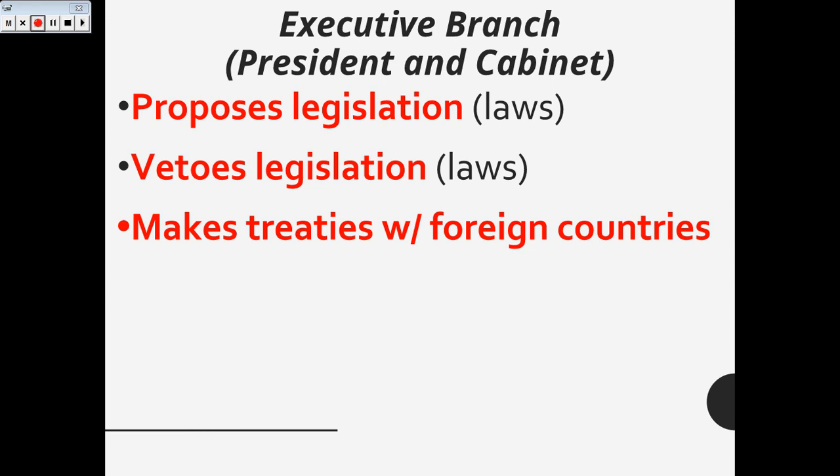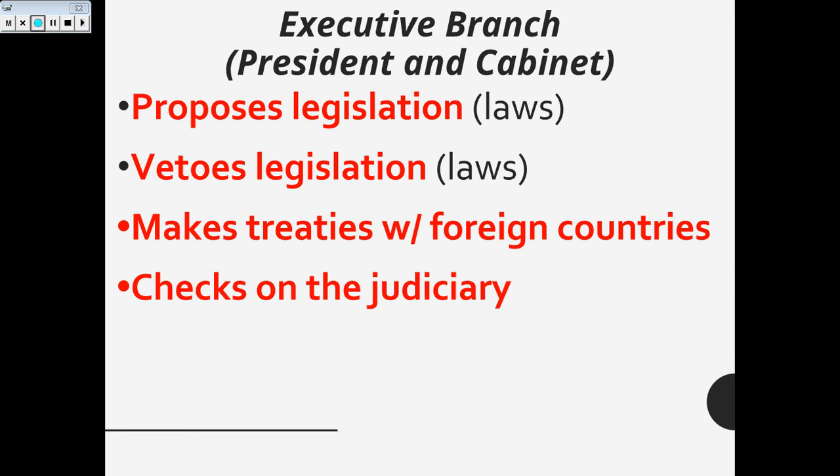The president is primarily in charge of making treaties with foreign countries. A lot of times that's why we see the president and also the vice president travel to different countries. Also our Secretary of State, Rex Tillerson, also travels to different countries. So we always want to have a good relationship with as many people as we can. So if we do have to make a treaty or ask people to help us out, they'll be in a good position to do that. The executive branch also checks on the judiciary.